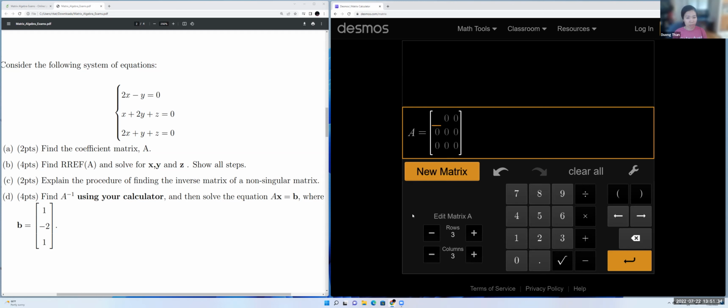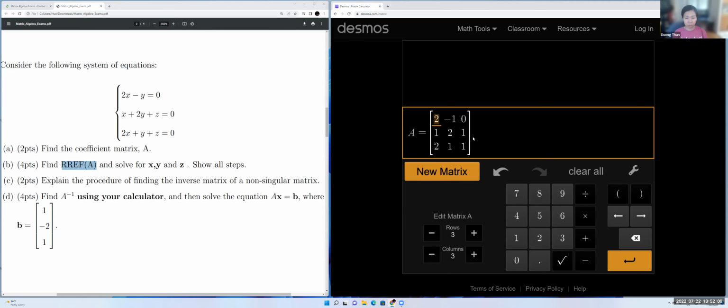Okay, and then we just enter the coefficients of each of the variables in each of the equations. So you have 2 here, -1, and 0 because there's no z, 1, 2, and 1, and 2, 1, 1. All right, here we have the coefficient matrix of this system of equations. And the next question asks us to find the reduced row echelon form of A.